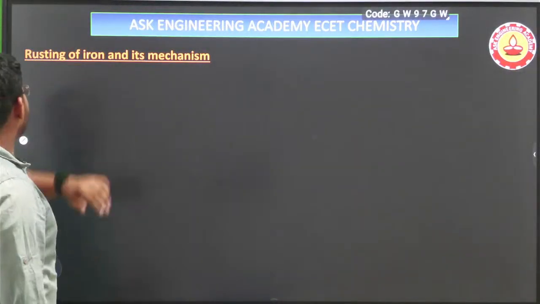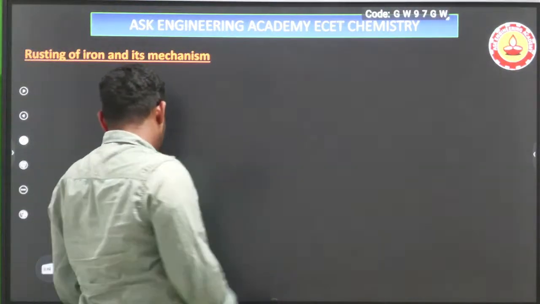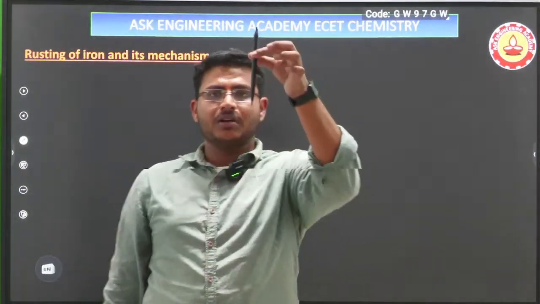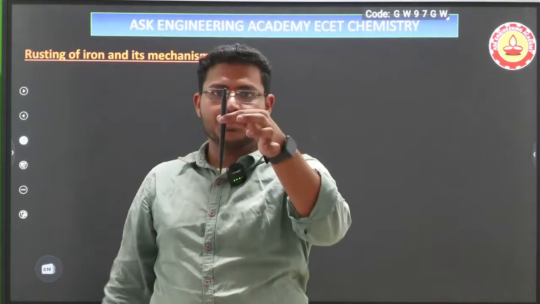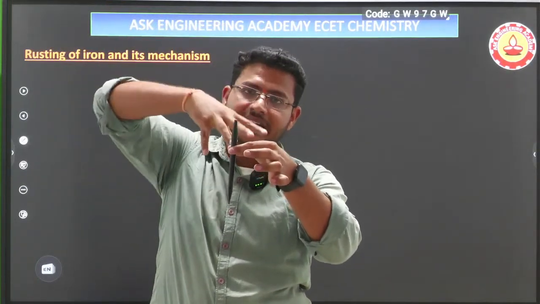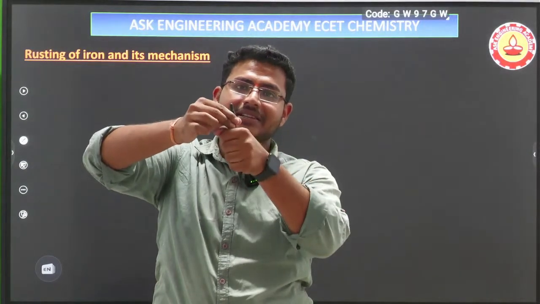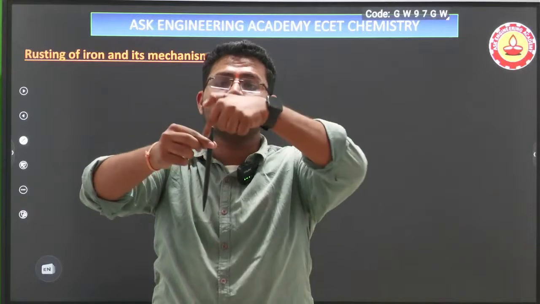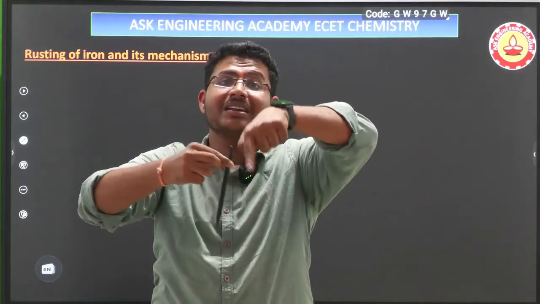Now we are moving on to rusting of iron and its mechanism. What is meant by rusting of iron? Iron exposed to atmosphere, gases. If there is moisture contained in the air, iron gets rusted. The rusting can appear in the form of an orangish or brownish reddish colored layer.